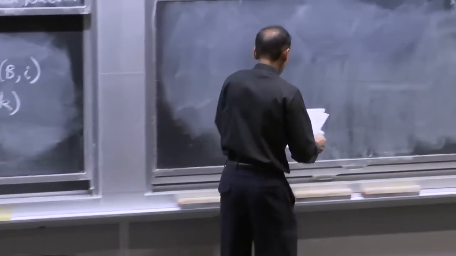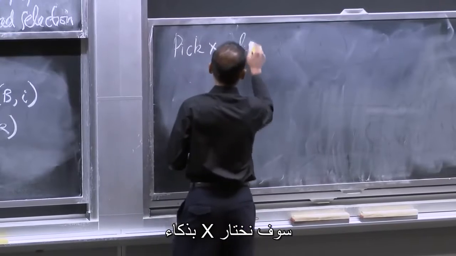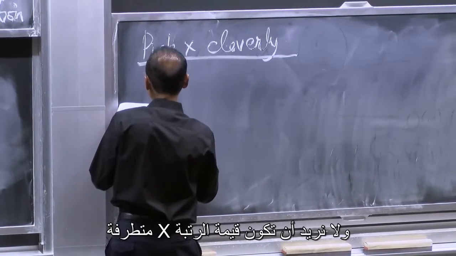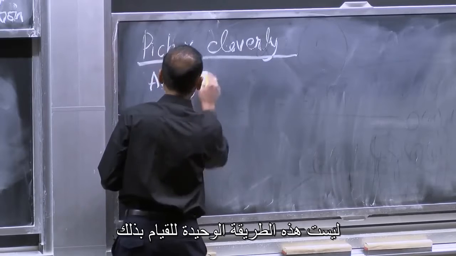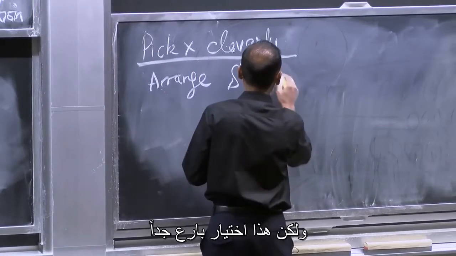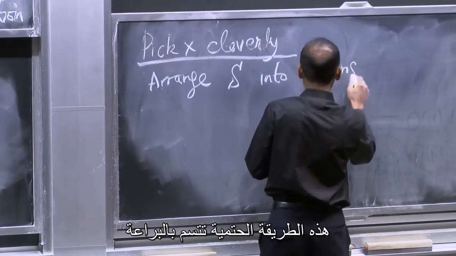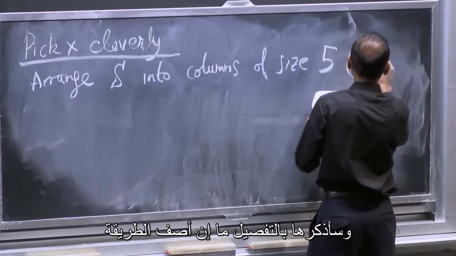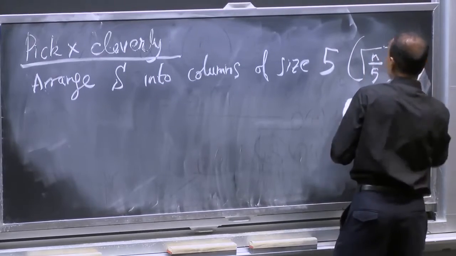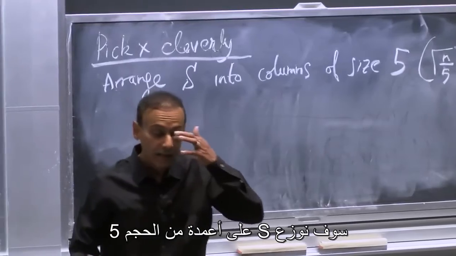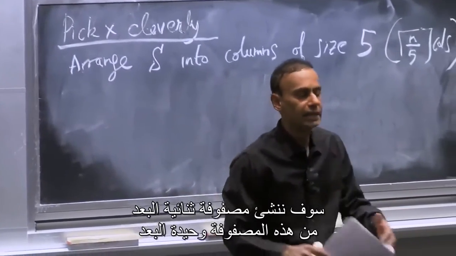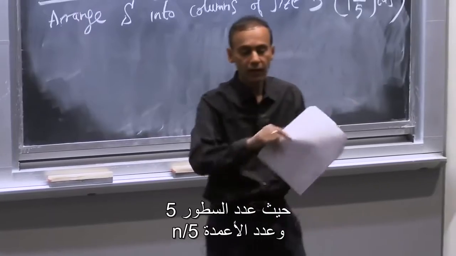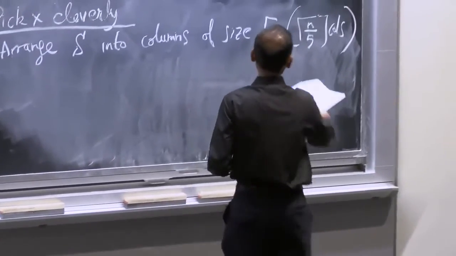And so we're going to pick x cleverly. All right. And we don't want the rank of x to be extreme. So this is not the only way you could do it, but this is really very clever, this deterministic way. And you're going to see some arbitrary constants here, and we'll talk about them once I've described it. But what we're going to do is arrange S into columns of size 5. Right? We're going to take this single array and make it a two-dimensional array where the number of rows is 5 and the number of columns is n over 5, ceiling in this case.